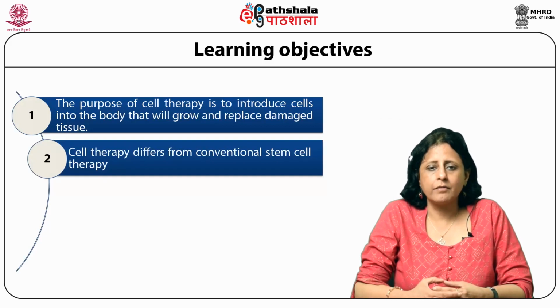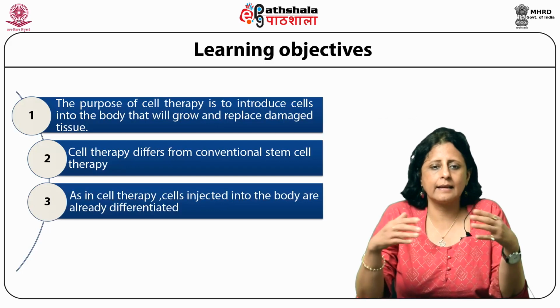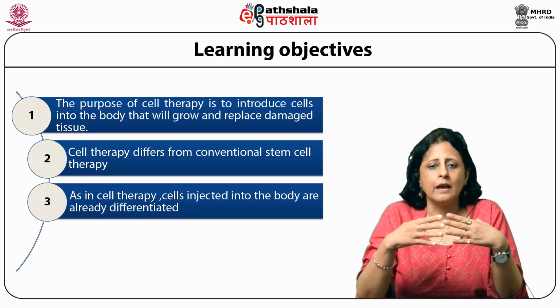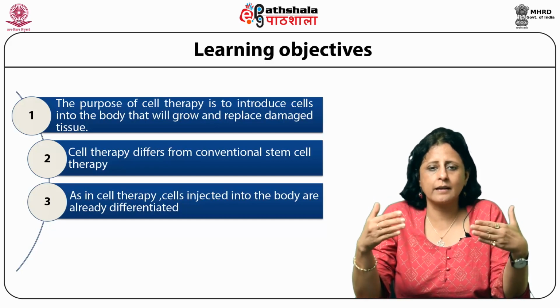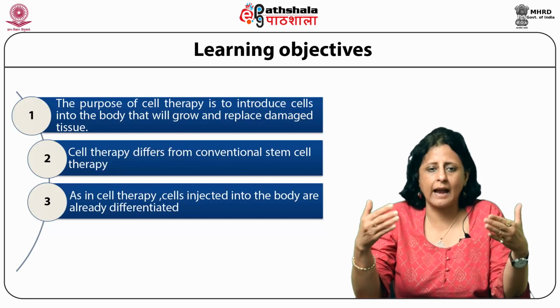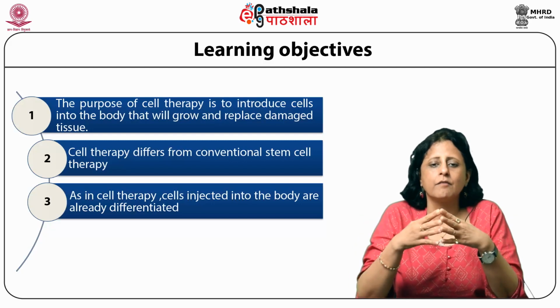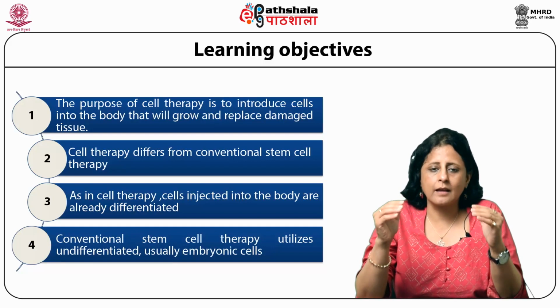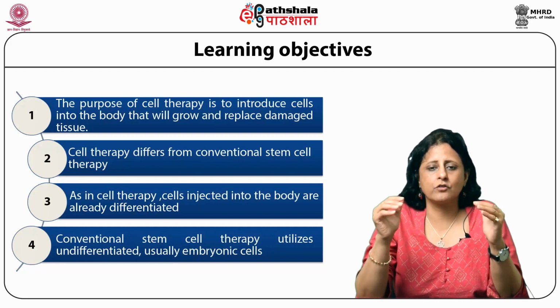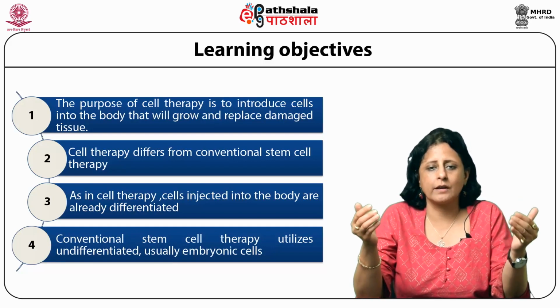Cell therapy differs from conventional stem cell therapy in the type of cells injected into the body. In cell therapy, we already have differentiated cells like muscle cells, gland cells, and neuronal cells, whereas in conventional stem cell therapy, cells are utilized which are undifferentiated, usually embryonic cells.